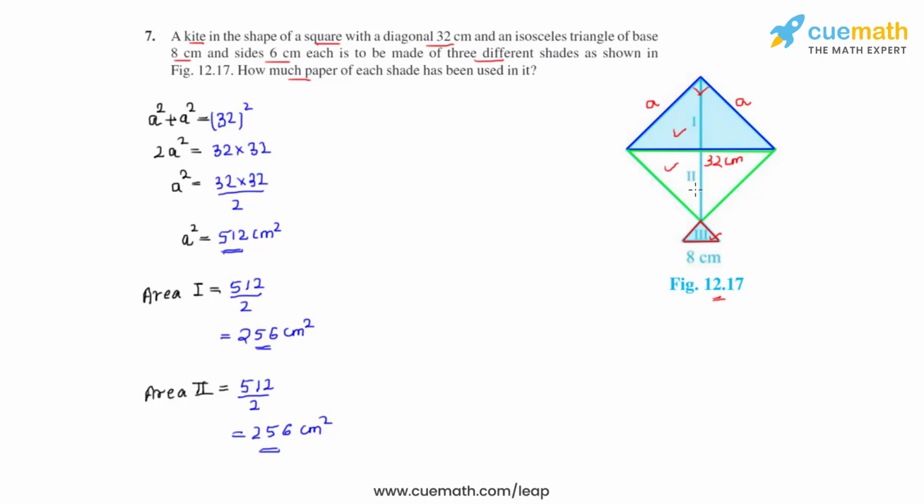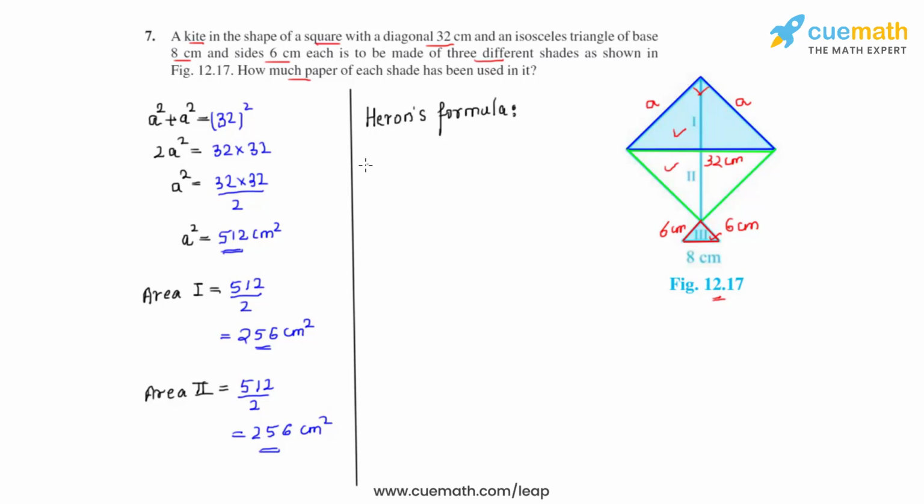Now let's try and find the area for shade 3. The region 3 is an isosceles triangle with 2 equal sides as 6 centimeters and 6 centimeters with base 8 centimeters. We do not know the height of this triangular region, so we will have to make use of the Heron's formula to find its area.